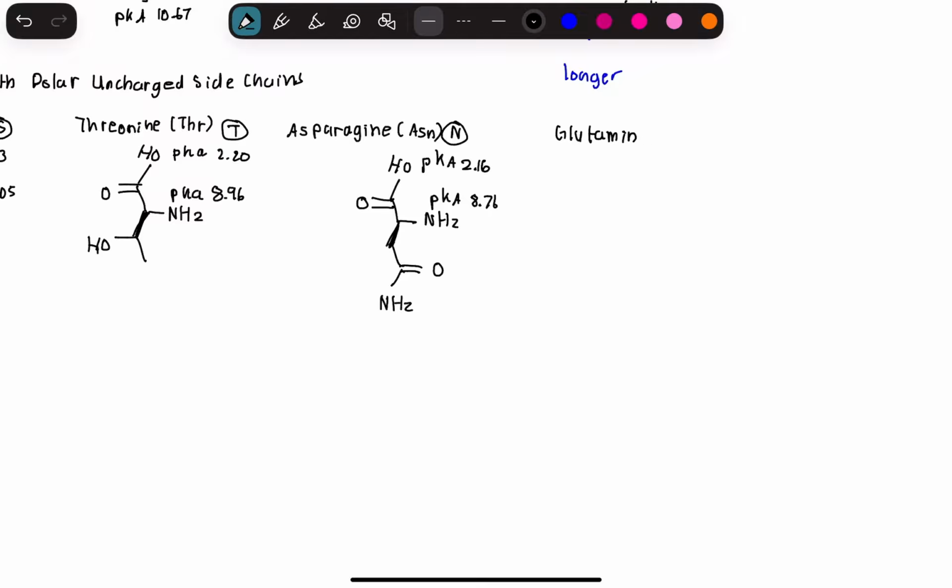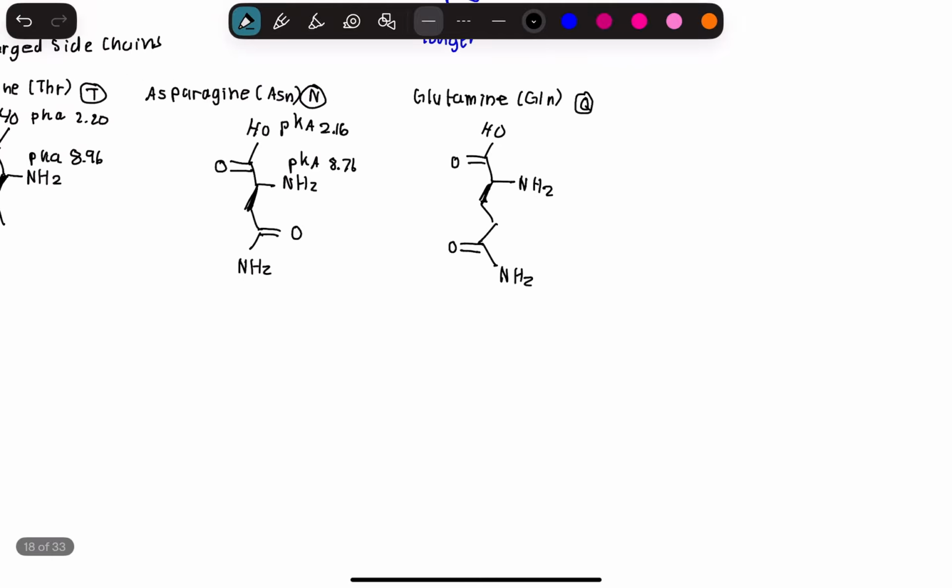Glutamine is GLN. And this is going to be HO. You have two double bonded to O here. Down here you have NH2. Here you have this, and then this. And then you have O here. And you have NH2 here.